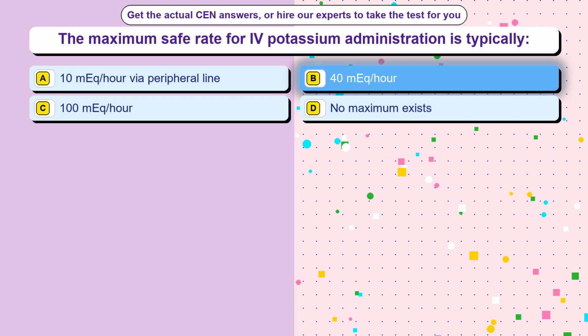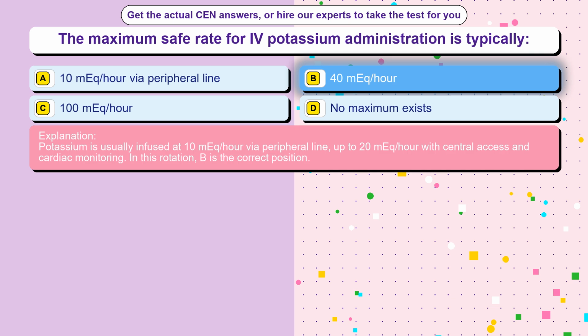The correct answer is option B, 40 milliequivalents/hour. Potassium is usually infused at 10 milliequivalents/hour via peripheral line, up to 20 milliequivalents/hour with central access and cardiac monitoring. In this rotation, B is the correct position.